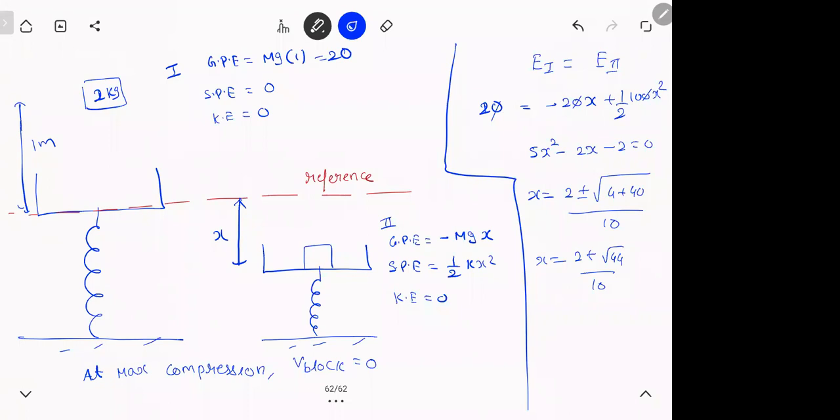Sir, the spring potential energy won't be minus half kx square. Why minus? It's below the reference line. It is half k minus x whole square. So plus or minus won't matter. You're putting a minus for x, not for the whole thing. Right?